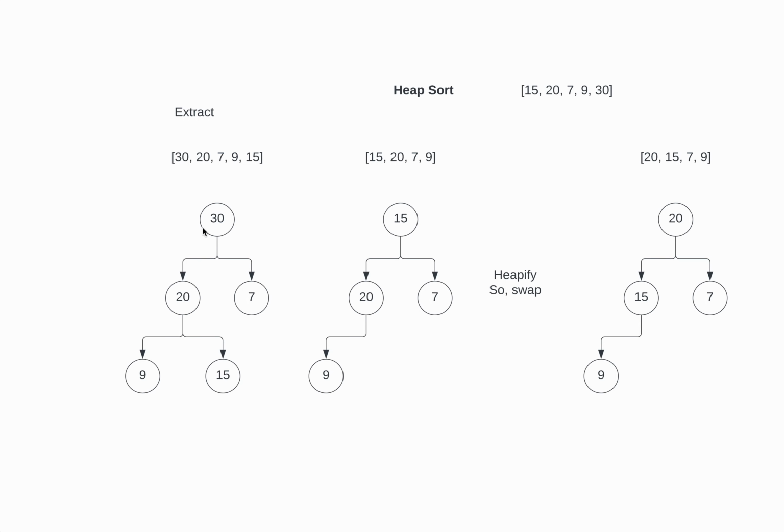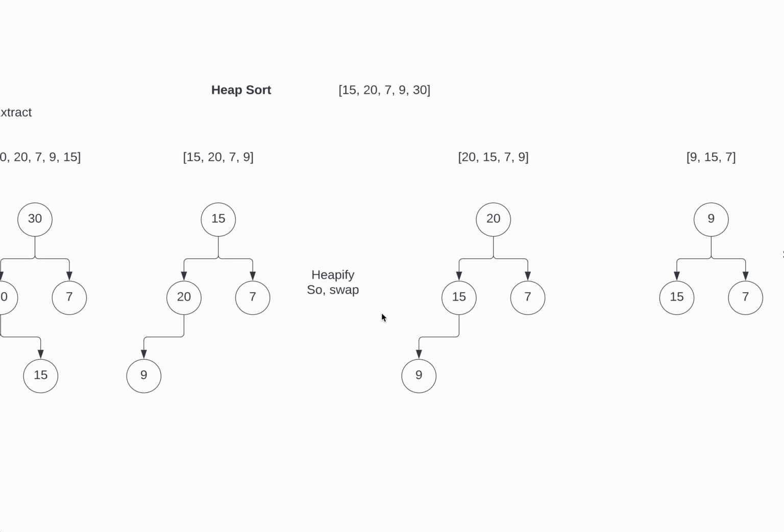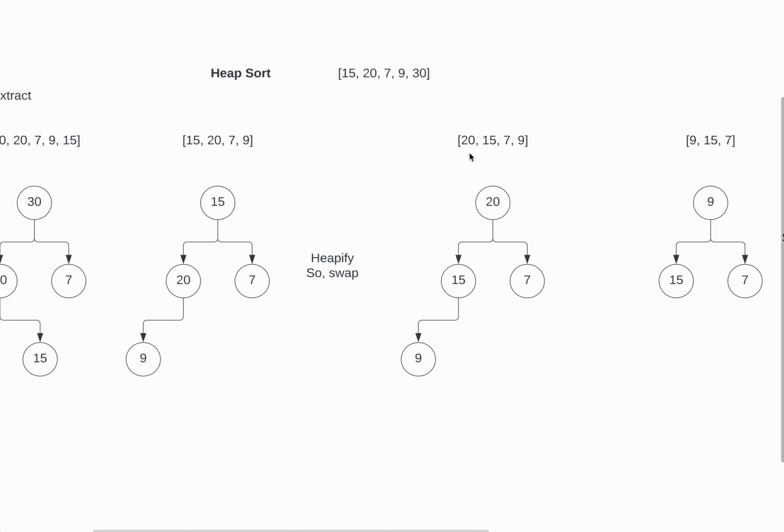For example, once that is removed, we will remove the last one, that 15, and put it at the top. Then we will check which is having the max value, 20 or 7. Since 20 is larger, we will compare it with 15. Since it's not sorted, we will swap it to heapify, and then we will get this as the value. So this will be the array.